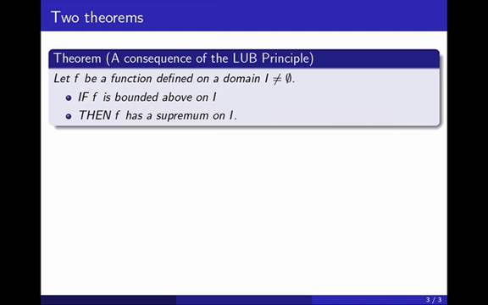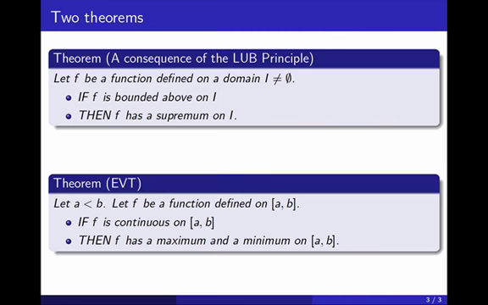And the other theorem is one we already knew, the extreme value theorem, but it relates to these concepts as well, so I will add it here. The extreme value theorem says that if a function is defined on an interval that includes both endpoints and is continuous, then it must have a maximum and a minimum. So the first theorem tells me a situation in which a function is guaranteed to have a supremum, or similarly an infimum, and the second theorem tells me of a situation in which a function is guaranteed to have a maximum and a minimum.